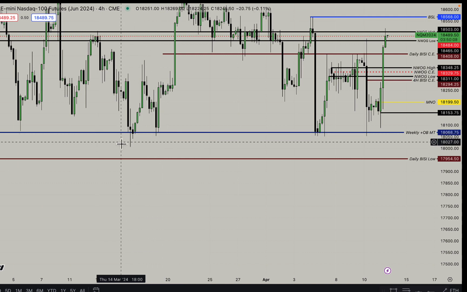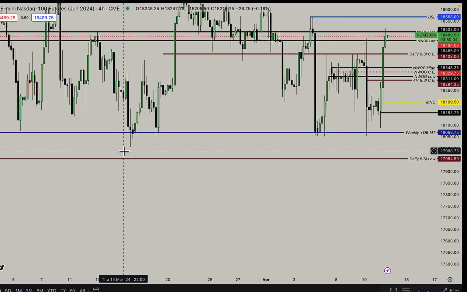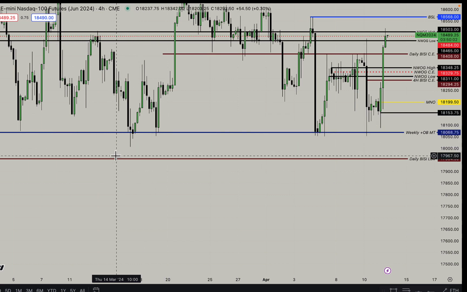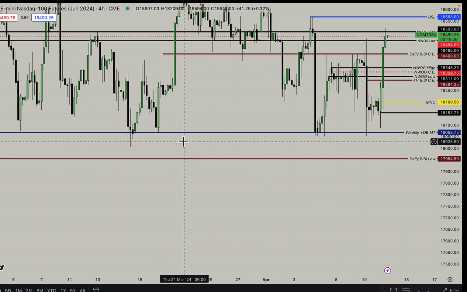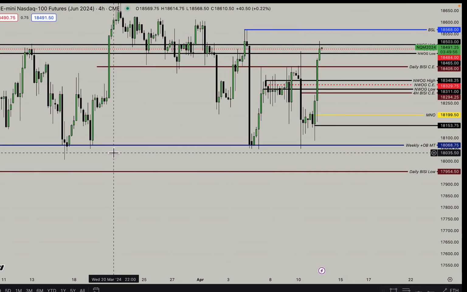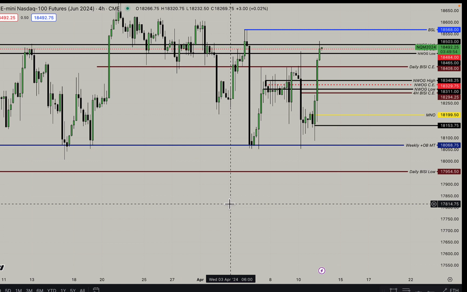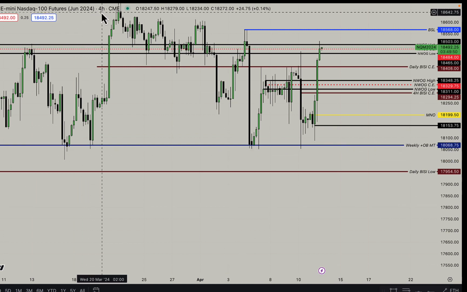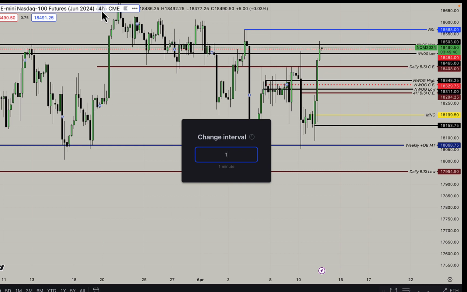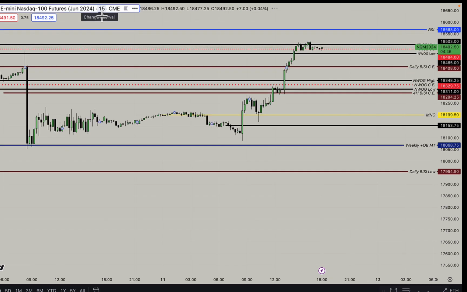And especially here, in my head, I'm thinking there's a lot of institutional funds, a lot of big funds that have a lot of money just chilling right here. I was pleasantly surprised that we did not take that out, although we have the weekly order block mean threshold there. But let's drop back into the 15-minute. I wanted to see those liquidity levels taken. We didn't get it. That's okay.